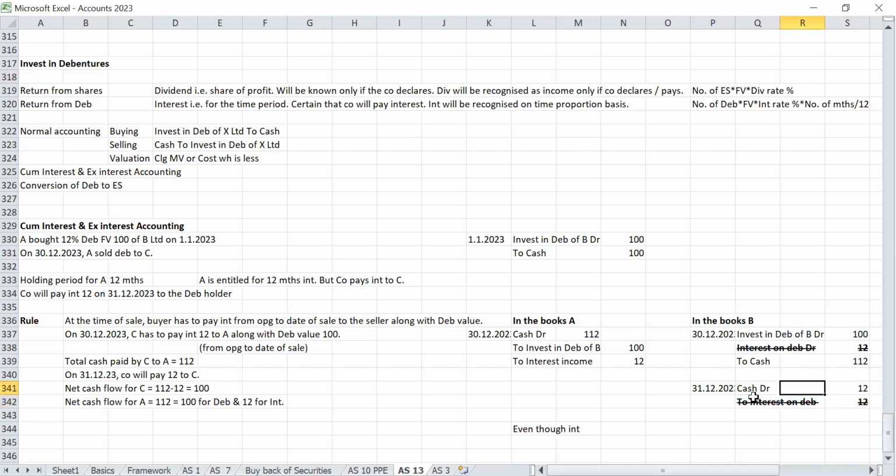Here what happened? In the books of B, interest is debited, then again credited, so it is nullified. Correct? Yes, sir. So even though interest is received by B, interest is recognized as income in the books of A only. So this is the method we have to follow.